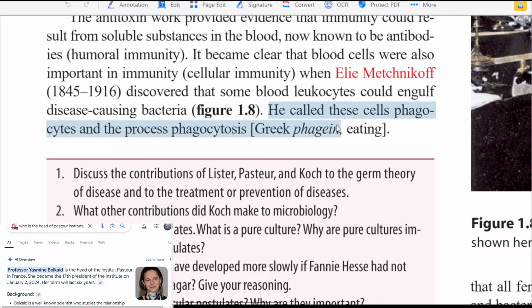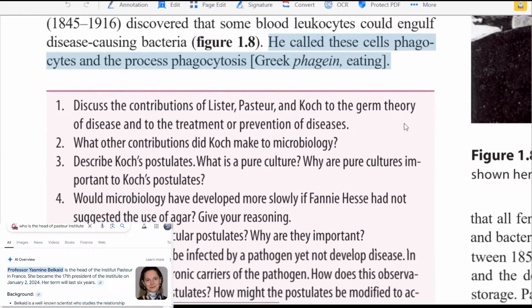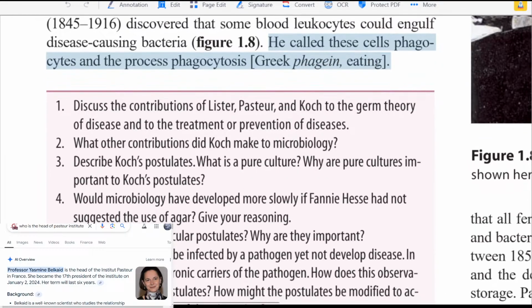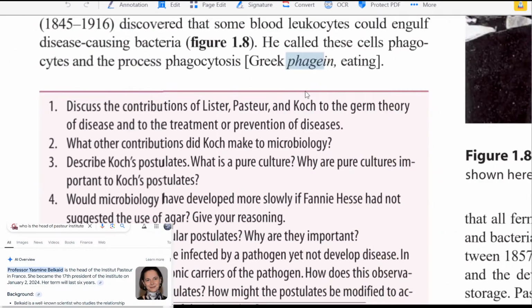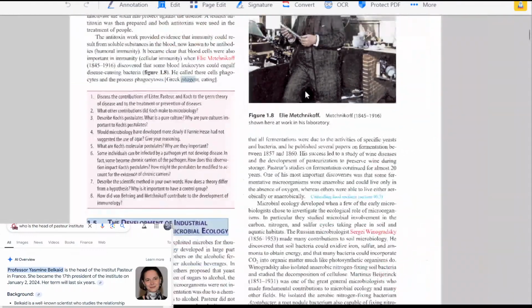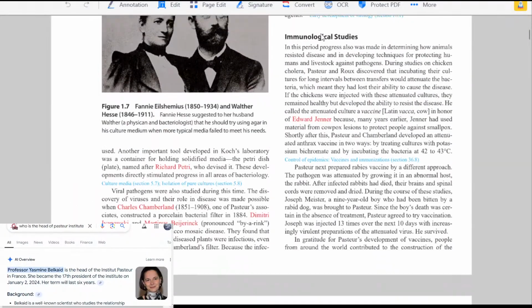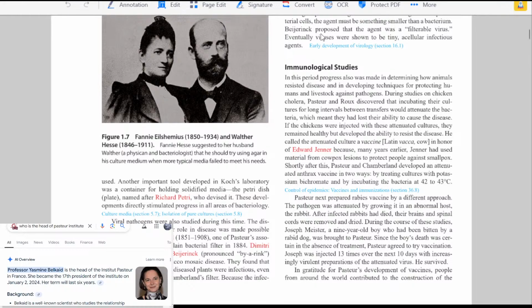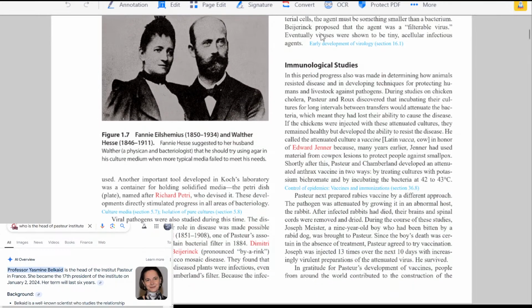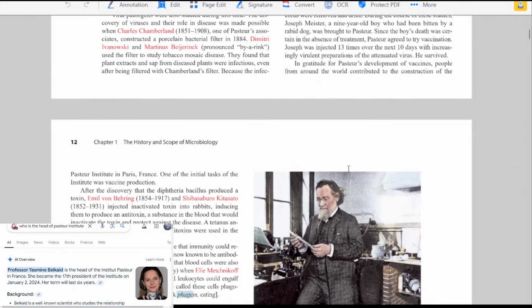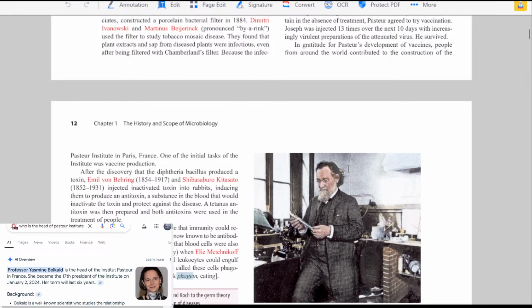Well, here it is written. He called these cells phagocytes, and the process phagocytosis. From the Greek, phagein means eating. So phago means eating, cytes means cells, so eating cells, cells that eat. So this was all about immunology. This was all the work by Pasteur, and in the end there were Behring and Kitasato for antitoxins and Elie Mechnikov for the blood leukocytes, and humoral antibodies as well.